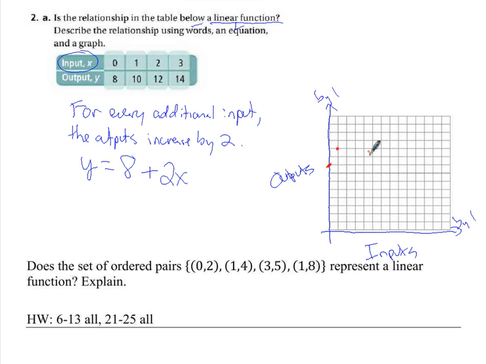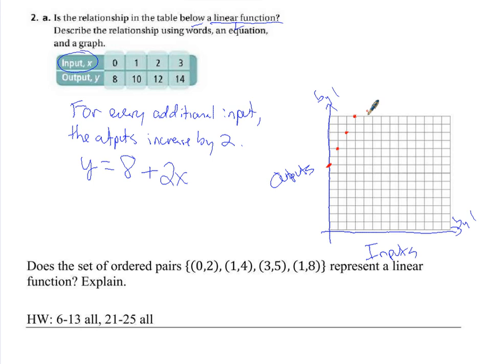What's my next ordered pair? 2, 12. So I go over to 2, and then I go up to 12. You're always starting back at the origin. And what's my last ordered pair? 3, 14. So what do I do? From the origin over to 3, and then up to 14, and that's the very top.